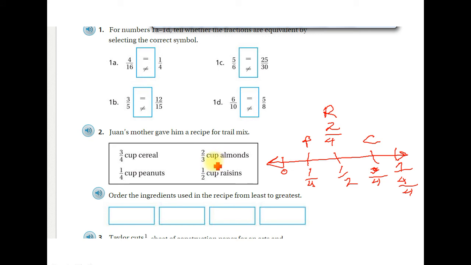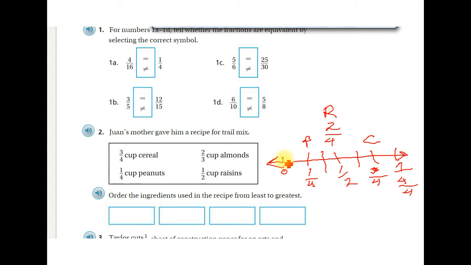Now, almonds, 2/3. Okay, so I need to ask myself, is 2/3 more than 1/4? Or is it less than 1/4? Okay. Well, another way we could do this is, let's ignore these lines, and let's look at 0 to 1 whole again. And this time I'm going to break it up into thirds. Go about here and about here.